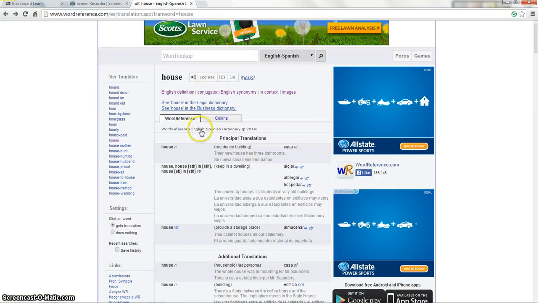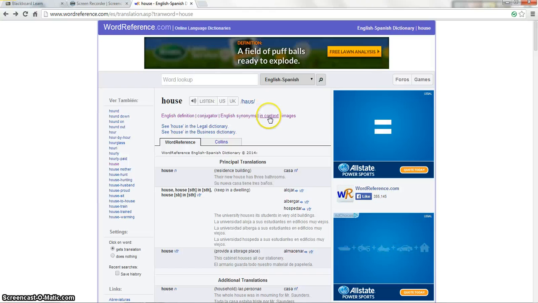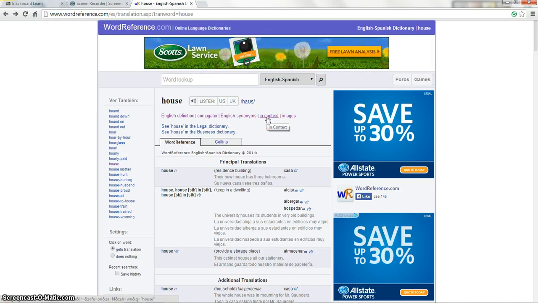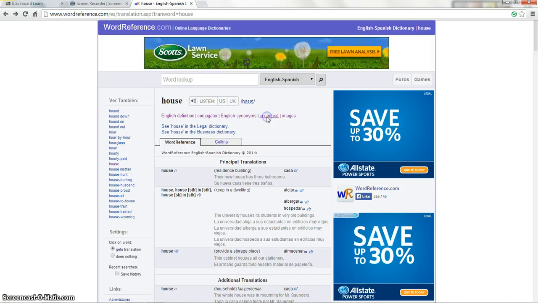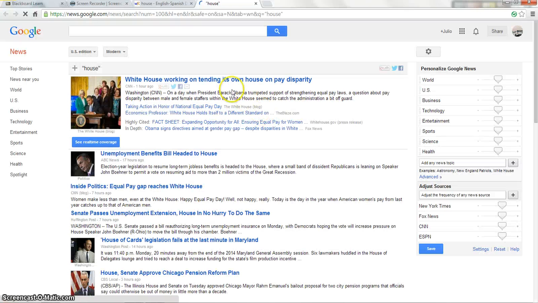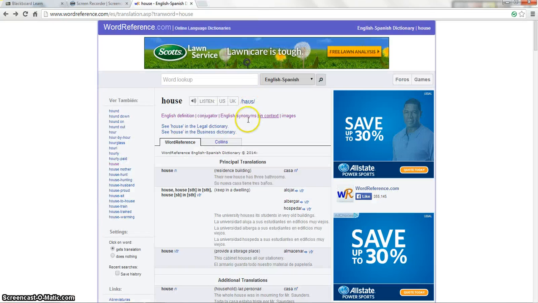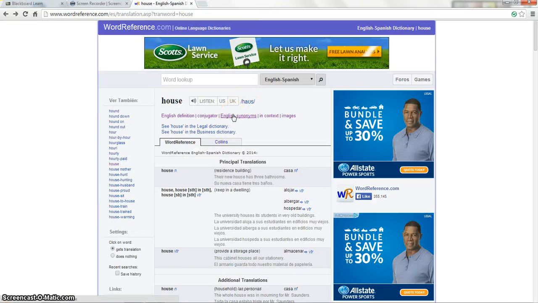So then we can go to in context, just to see what's going on, right? So the conjugation is mostly news about this, about a word, so very interesting. So the conjugation, the synonyms, oh yes, this is a very important thing. The synonyms are words that are similar to it.